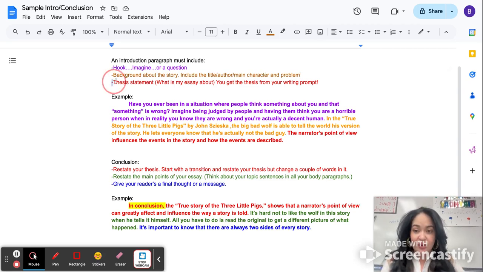And the last part of your intro is right here, your thesis statement. Remember that you get your thesis statement from your writing prompt, okay? Your thesis statement is the heart of your story, and it's what your whole essay is about.